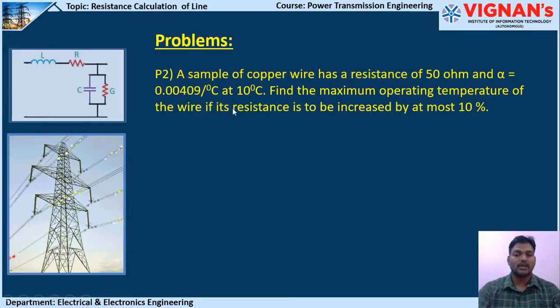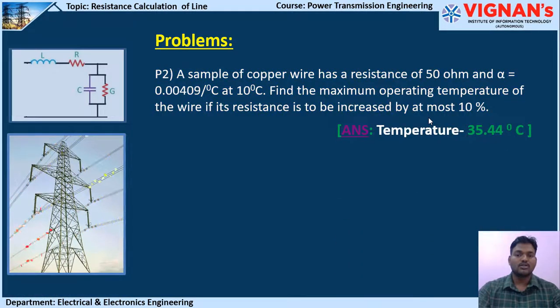Here, a sample of copper wire has a resistance of 50 ohms and the temperature coefficient of resistance is 0.00409 per degree Celsius at 10 degree Celsius. So here the temperature T1 is given with respect to the resistance 50 ohms. The temperature coefficient is assumed positive. We have to find out the temperature if the wire resistance is increased by 10%. So if you solve this, you will get the answer 35.44 degrees Celsius. So let us see the answer.